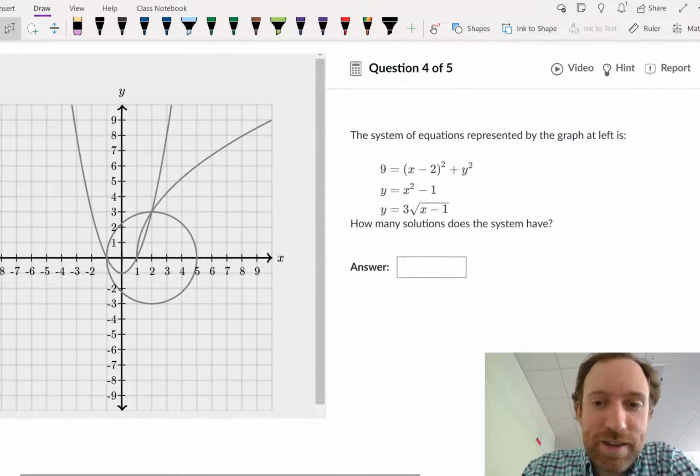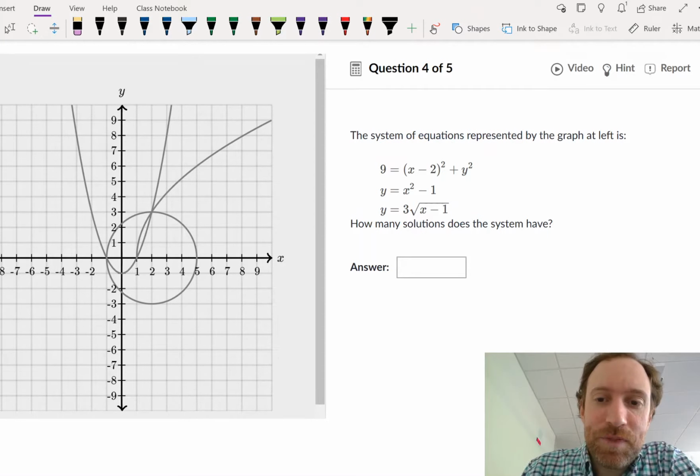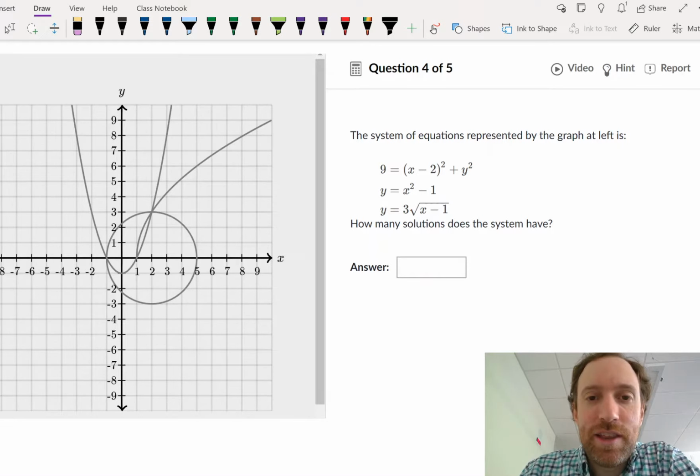Here's one where you have a couple of curves. You have 3 curves, and a system of 3 equations only has a solution at points where all 3 equations are true. So that's what it means to be a solution to a system. The values of x and y have to satisfy all of the equations that are in the system.